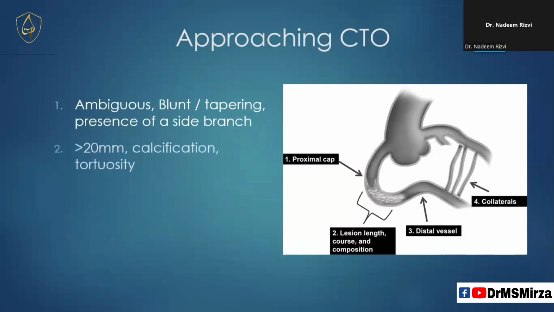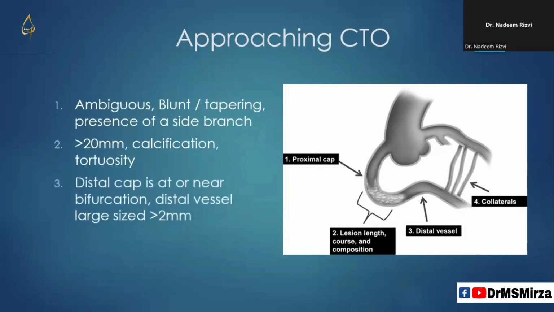Then we have to look for the lesion length, whether it is more than 20 mm or not, and whether the lesion is calcified or tortuous. The third thing is to look for the distal cap, whether it is at or near the bifurcation, and we also have to look for the distal vessel caliber, whether it is more than 2 mm or less than that. And finally, the last thing to look for is collaterals, whether these are epicardial or septal.